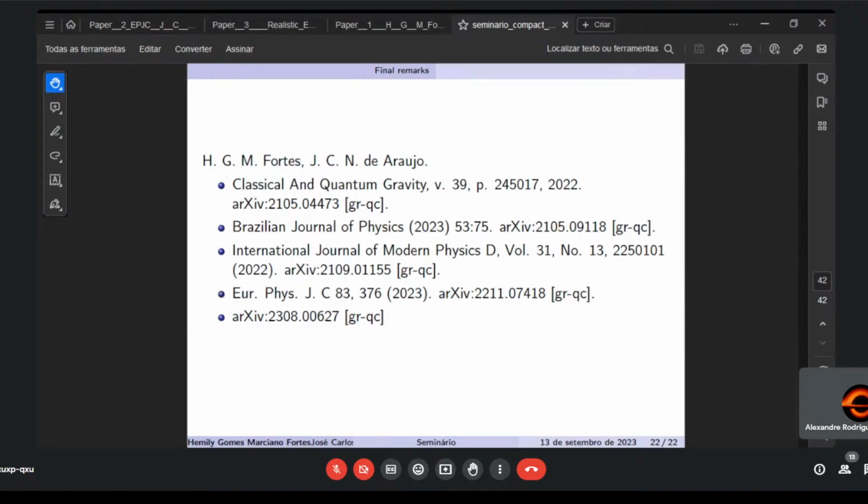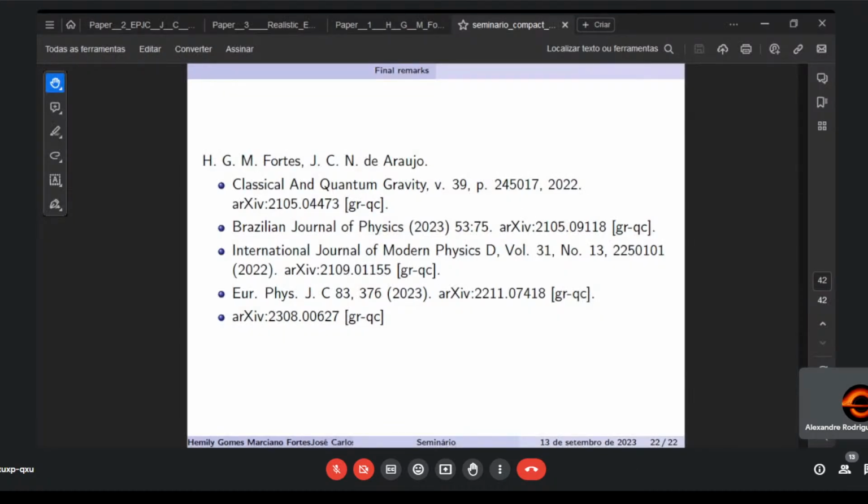Any other? So I actually have another one. In the realistic equation of states, were you considering the transition of phase inside the neutron star? Is there this possibility?